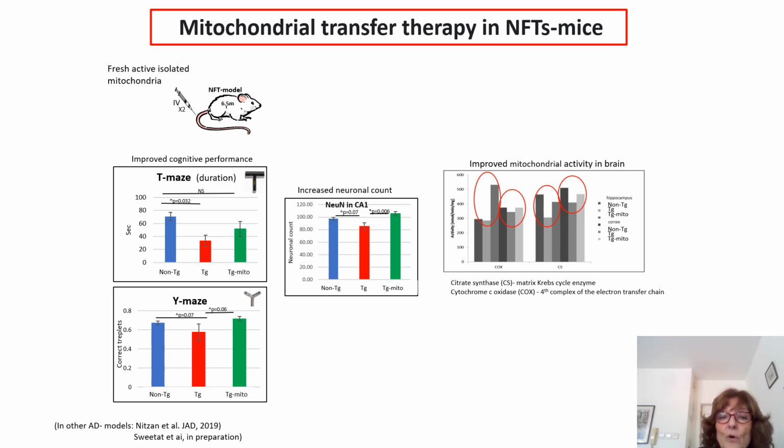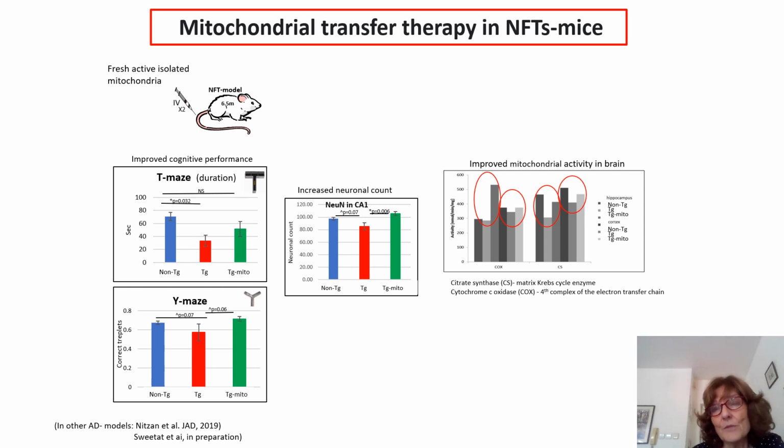We use mitochondria and transfer them to mice. We first did it in other models, in amyloid and others, and we saw improvement. And here we tried it also in tangle model. What we do, we take fresh, active, isolated mitochondria from cells. This is a collaboration with the lab of Chaya Galsky, providing the mitochondria. And we inject it IV to animal models. And we can see improved cognitive performance, increased neuronal count, and improved mitochondrial activity.